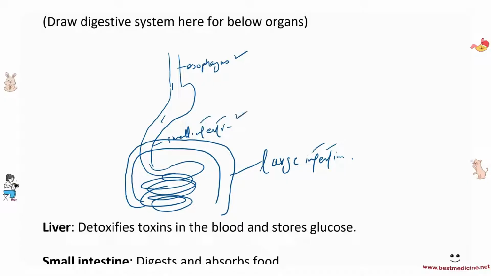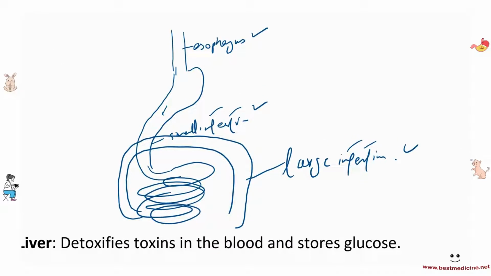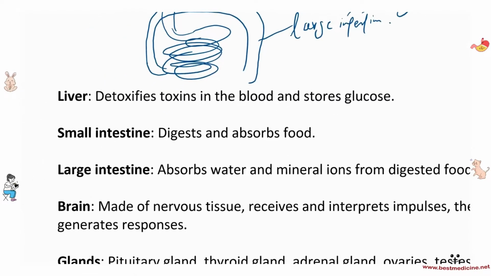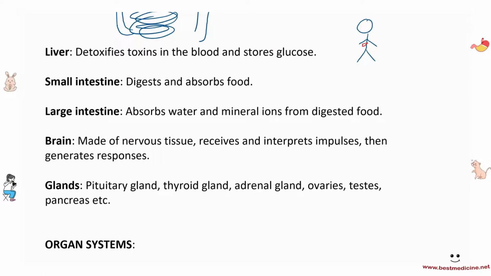All of these are organs that are part of the digestive system. And again, each of these organs is made up of different tissues. Then we've got the liver. Does anybody know where the liver is situated? In a person, the liver is present in the right upper abdomen, right here, just below the right lung.